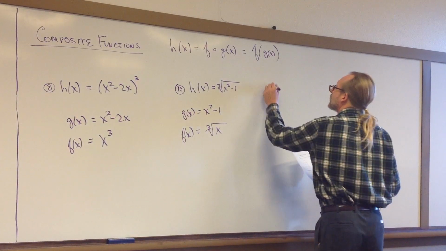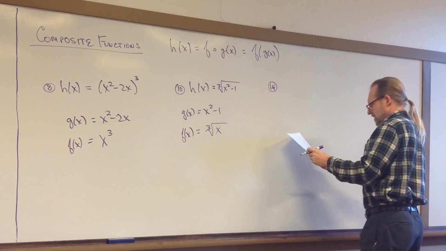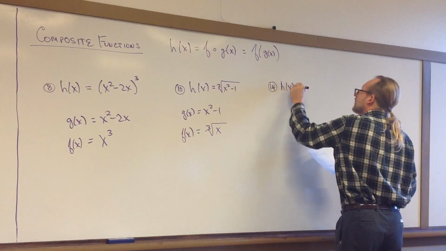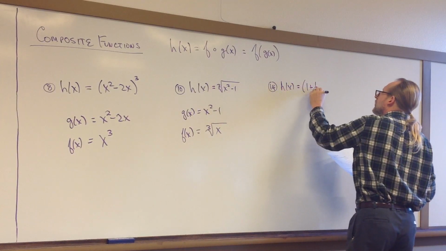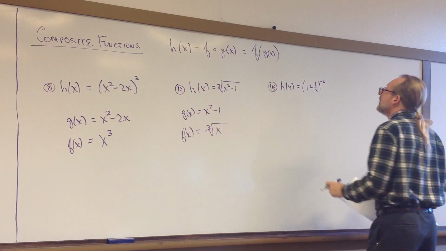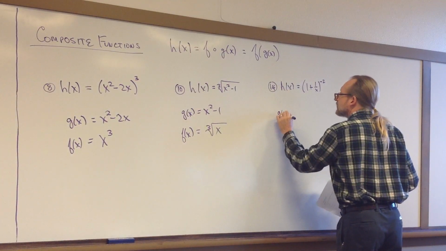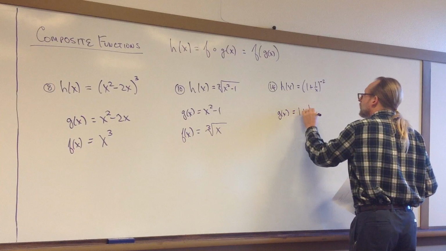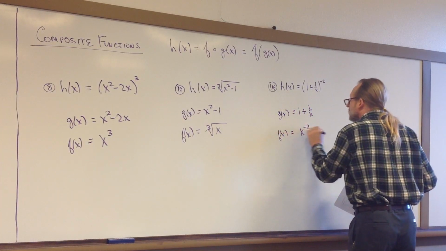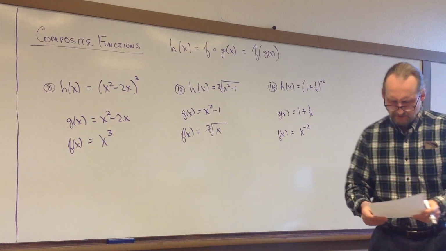Let's look at problem 14. Here we've got h equal to 1 plus 1 over x, to the minus 2 power. So the interior piece is the g function, 1 plus 1 over x, and the controlling function is x to the minus 2 power.